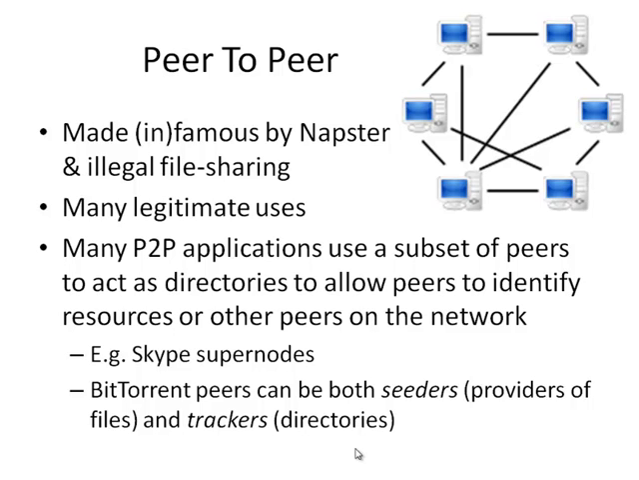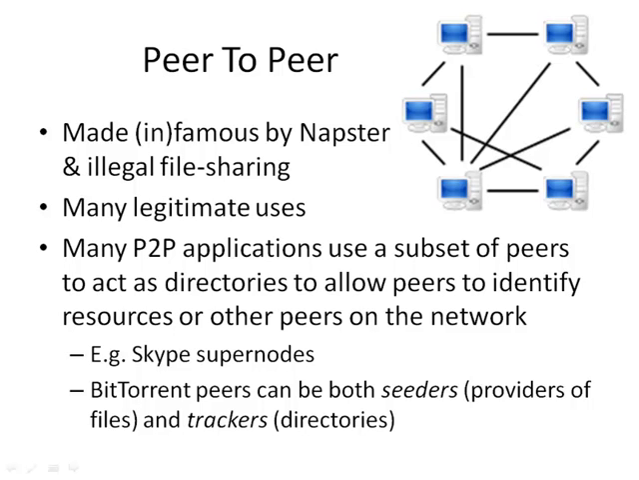Another form of connection on the internet is a more even form where machines connect to each other as peers, and it's peer-to-peer networking. This was made really infamous by Napster and illegal file sharing, but there's many other uses of peer-to-peer networking. Many peer-to-peer applications use a subset of peers to act as a directory. So for example, if we're using Skype, supernodes, and if this was a supernode here, this might be acting as a directory that other peers can connect to find information about how to find or connect to different nodes in the network.